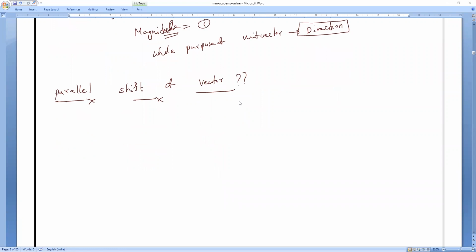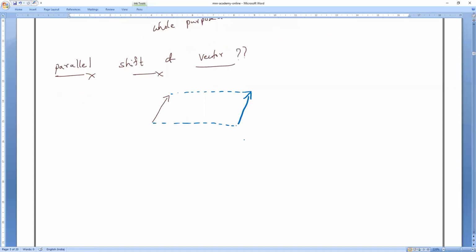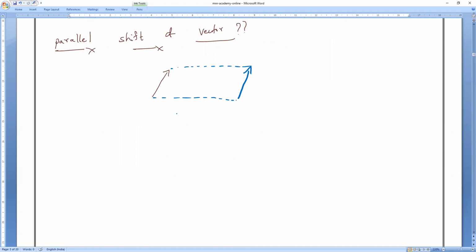So let us discuss what this parallel shift is and how to make the parallel shift of a vector. For example, if I say this is the vector, can you tell me what a parallel shift means? It will come exactly parallel to this. So this is the meaning of parallel shift. Understand everybody? So if I extend this one like this and this one like this, that is the meaning of parallel shift.